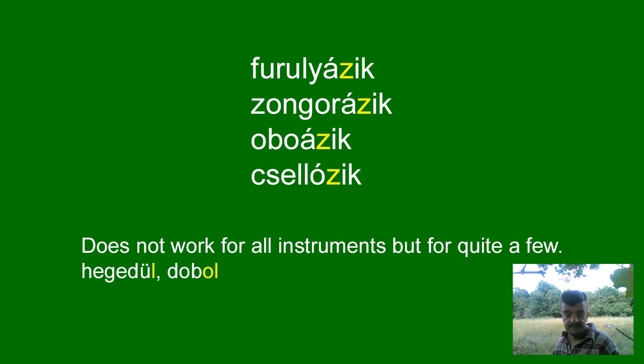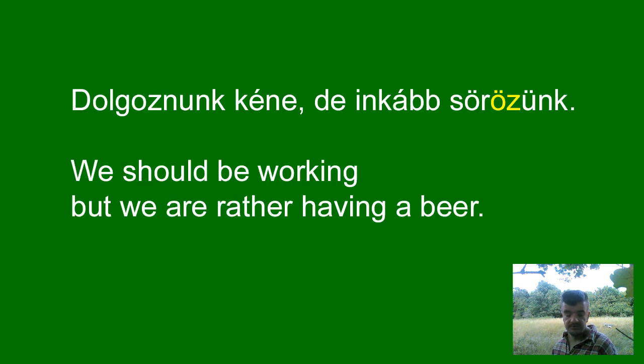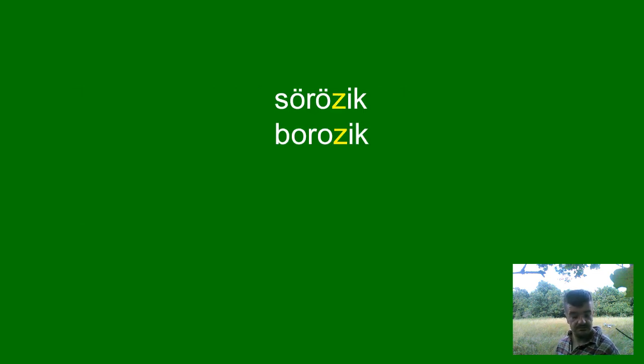Dolgoznunk kéne, de inkább sörözünk. Sörözik. Sör and bor, to beer and to wine. That means in most cases here again it can be anything. What can you do with beer and what can you do with wine? You drink it. You can say we are having a beer or we are having a wine. We are wining or we are beering. A commonly used verb with this ending.